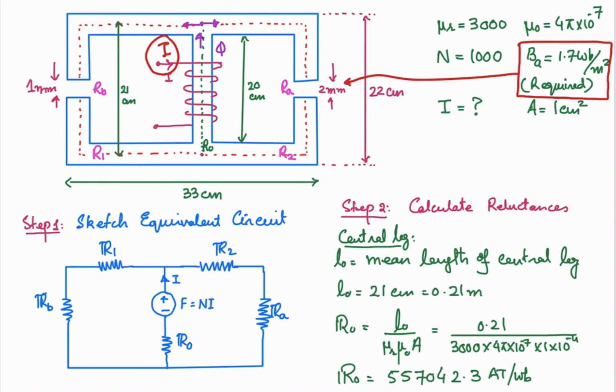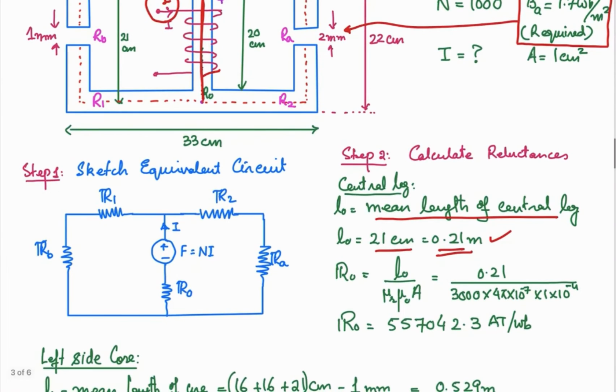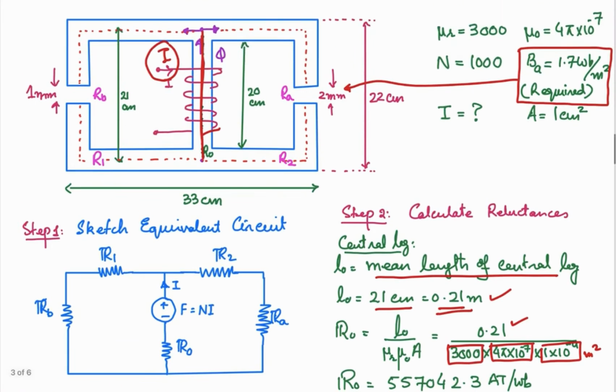For the central arm, as we discussed just now, this is the length, and this length is equal to 21 centimeter. So the mean length of the central leg is 21 centimeter, and in terms of meter it is 0.21 meter. So the reluctance is length over mu r mu naught into cross sectional area. So length divided by mu r mu naught, and then the cross sectional area in meter square. That's why you can see 10 raised to the power minus 4. So the reluctance of the central leg is calculated like this. This is the central leg. Okay, so we have calculated R naught.